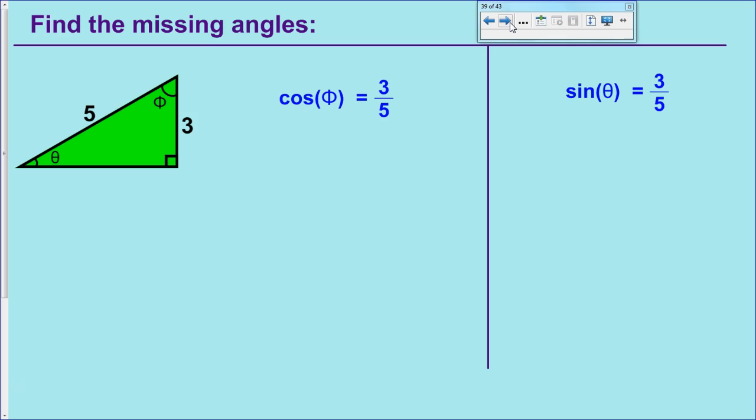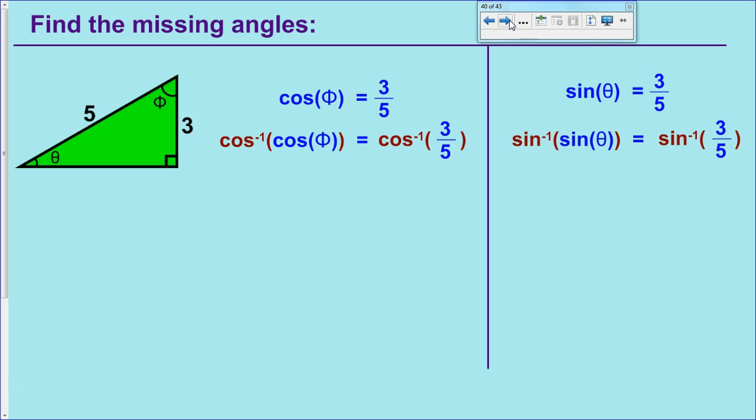So if we set up both of those equations just like that, we get this equation set up. And now we need to apply those inverse trig functions to get rid of the cosine and the sine function. So we're going to apply the inverse cosine function here, and we're going to apply the inverse sine function here to get rid of both of those. And if we do that, these two will cancel each other out and drop out a phi. These two will cancel each other out and drop out a theta.